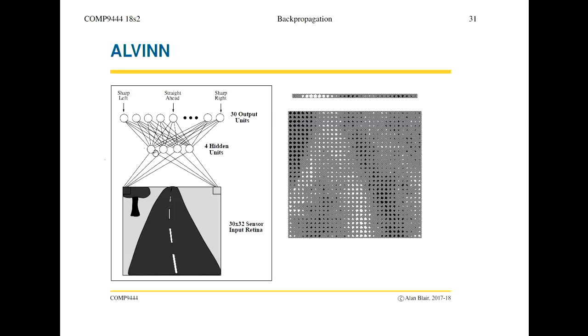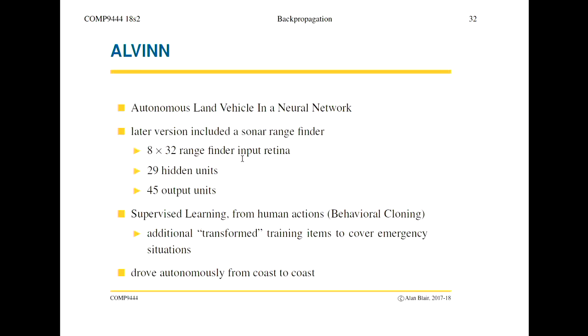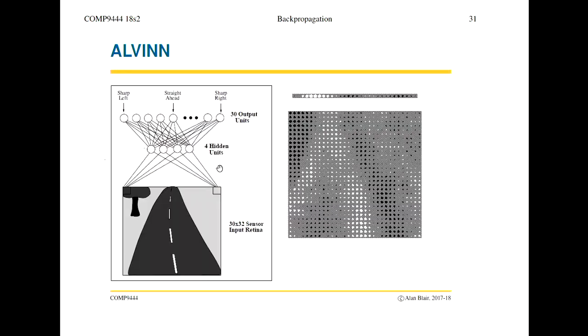In the first experiment, they had 4 hidden units. Later on, they experimented with more hidden units, and they also had a laser range and sonar rangefinder. But let's just look at the simplest system. So they had 4 hidden units and 30 outputs.